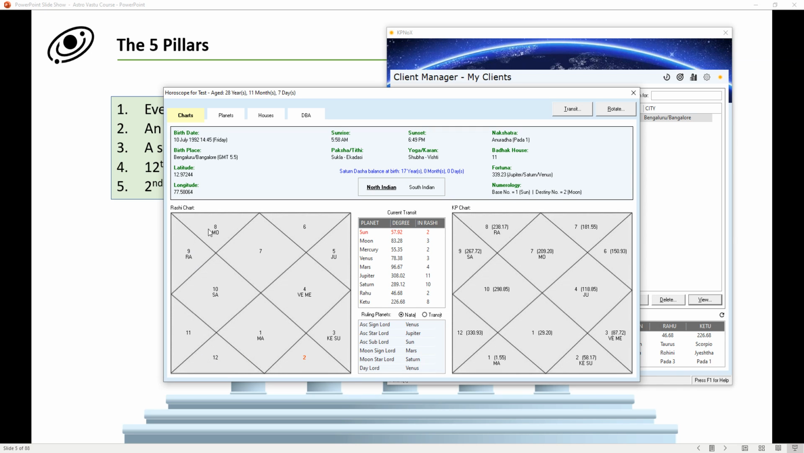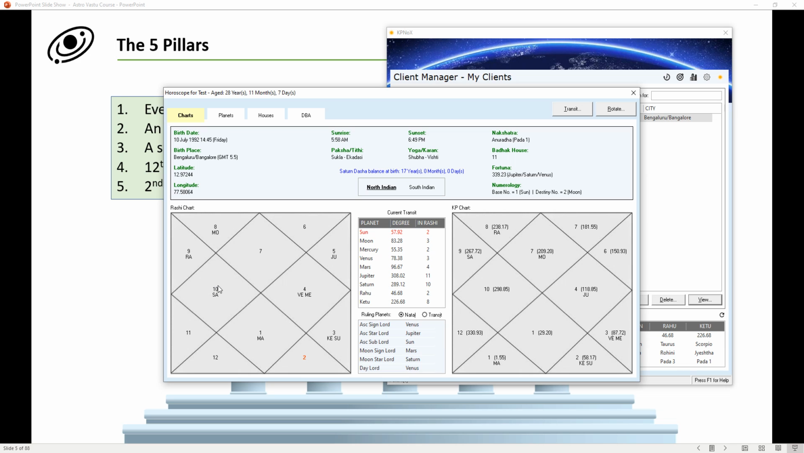Don't worry about the Rashi numbers here. Rashi numbers have nothing to do with the houses. Houses are always fixed. This is house 1, 2, 3, 4, 5, 6, 7. So if I am considering the 7th house, the 6th house will negate the results of the 7th house. If the 7th house is giving the marriage, the 6th house will indicate either separation or divorce. That's what the rule means.